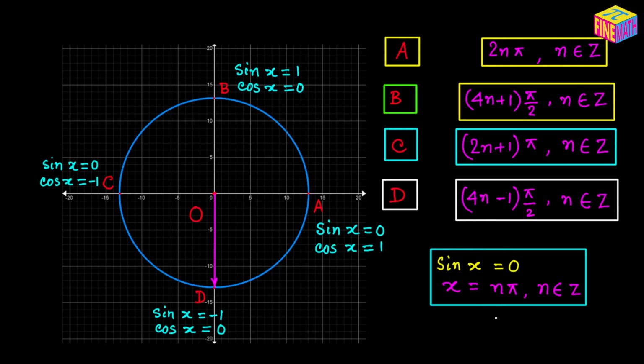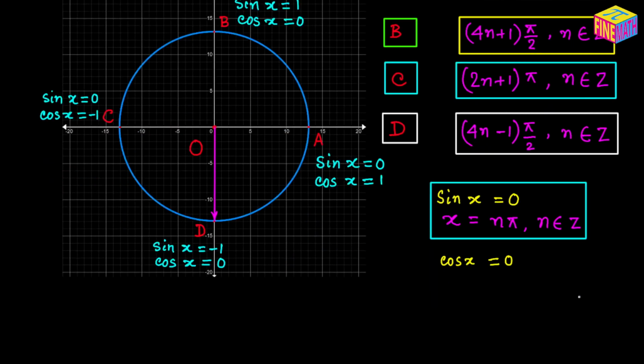Now let's try to find out what would be the solution when cosine of x is equal to 0. As you can see in the diagram, cosine of x could be 0 only at two positions, at position B and position D. So let me make a note here. So cosine of x could become 0 at position B and position D.